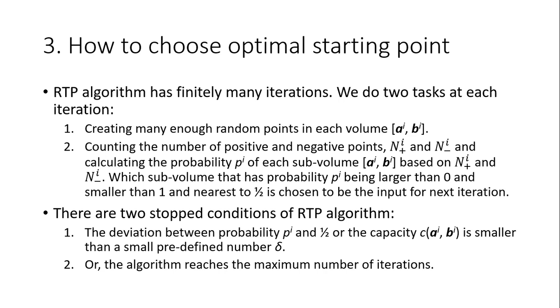There are two stop conditions for the RTP algorithm. The first stop condition: the deviation between the probability Bi and one half, or the capacity of AI-BI, is smaller than a small predefined number, or the algorithm reaches the maximum number of iterations.